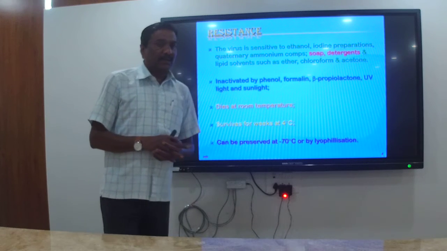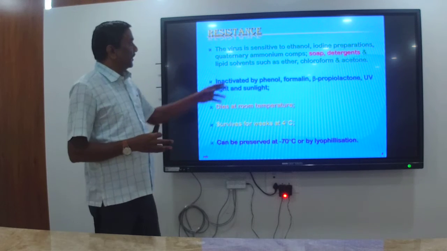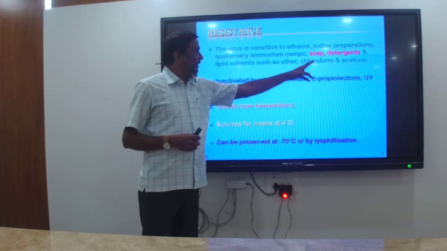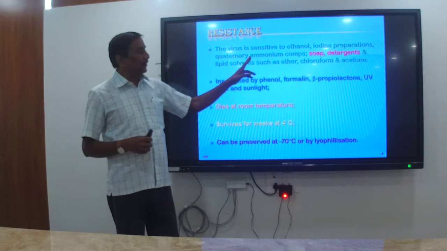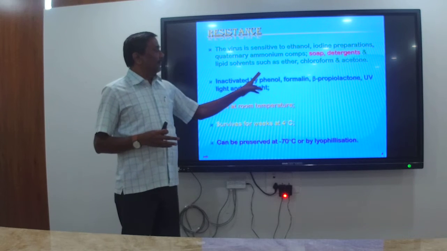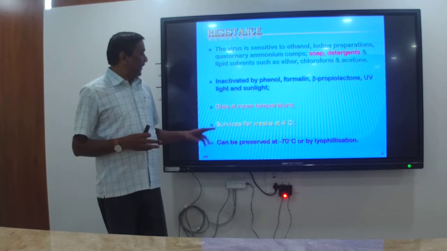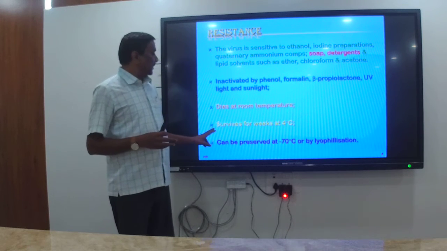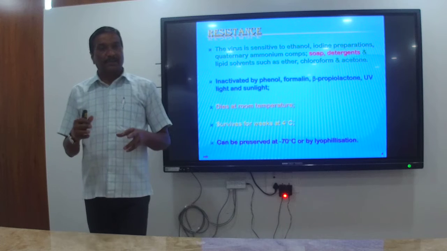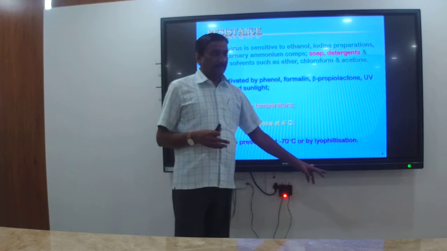Resistance of the virus. This virus is very sensitive. It is sensitive to ethanol, iodine preparations, quaternary ammonium compounds, soap, detergent, and lipid solvents such as ether, chloroform, and acetone. These viruses are inactivated by phenol, formalin, beta-propiolactone, ultraviolet light, and sunlight. It dies at room temperature and it survives for weeks at 4 degrees Celsius. This virus can be preserved in a crystalline form at minus 70 degrees Celsius or by lyophilization.